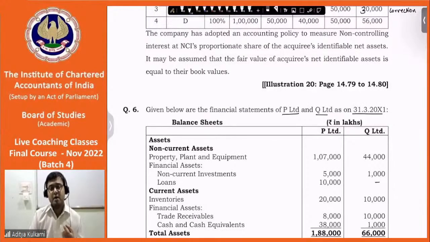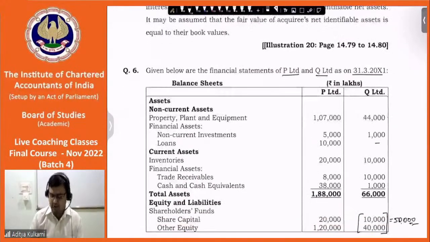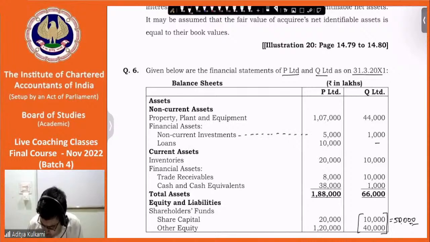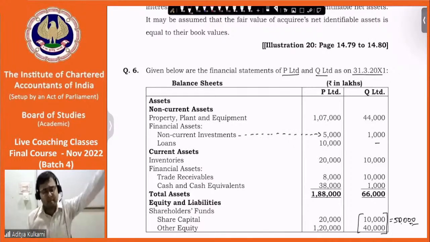Sir, which entry? P acquiring shares of Q for 36,000 lakh rupees. Is this entry reflected in this balance sheet? No, it's not. Do I have to reflect it? Obviously, you have to. Otherwise, where is the investment in Q? Where is it visible? This non-current investment is only 5,000. This will be some other non-current investment that P has invested in. This is not investment in Q.